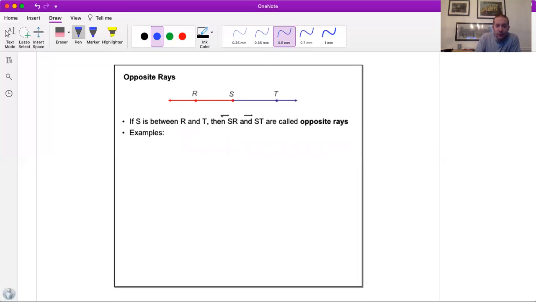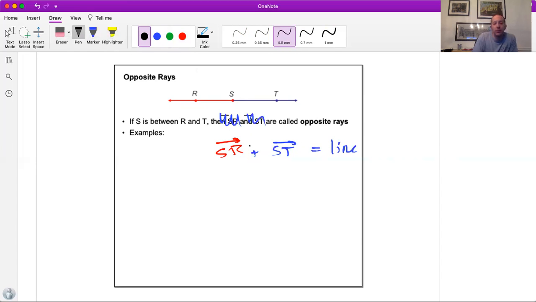Opposite rays, I'm going to rewrite those. SR and ST are called opposite rays. They're called opposite rays because they start at the same point, but they go off in opposite directions. If you combine these together, you get a line, right? If you think about this whole thing, it goes off forever to the left and goes off forever to the right. You can't really add these things, it doesn't really make any sense mathematically, but you can imagine combining two opposite rays gives you a line.